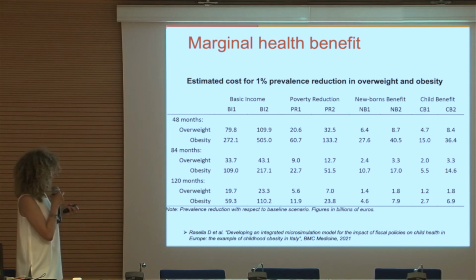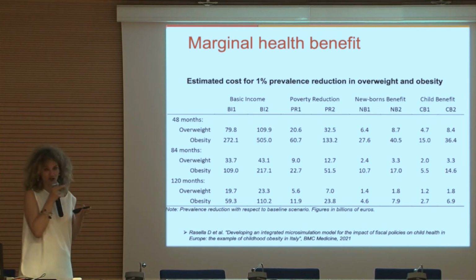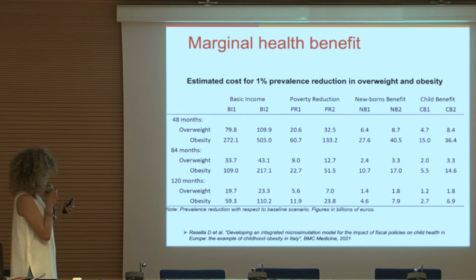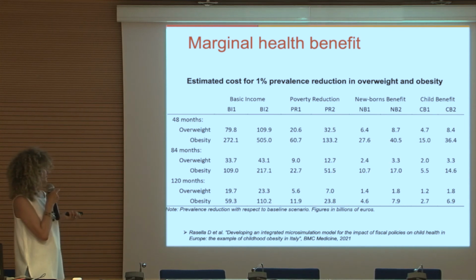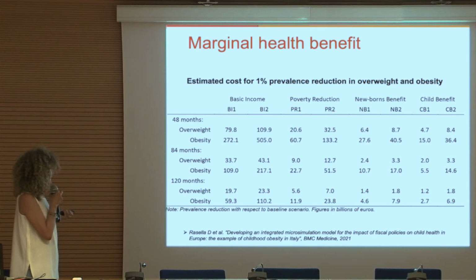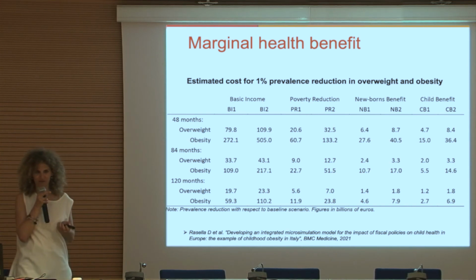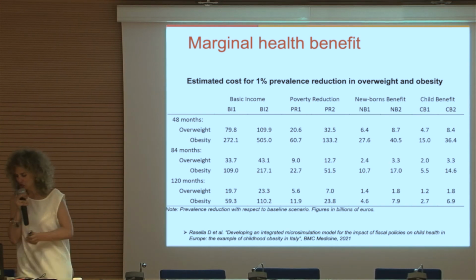Here I'll show you the estimated cost in billions of euros for 1% prevalence reduction in overweight and obesity. Here I have 4 years, also 7 years and 10 years. And as we can see, the basic income, let's focus on the 10 years, so the bottom part of the table, is quite expensive, much more expensive than the poverty reduction and even more than the child benefit intervention.